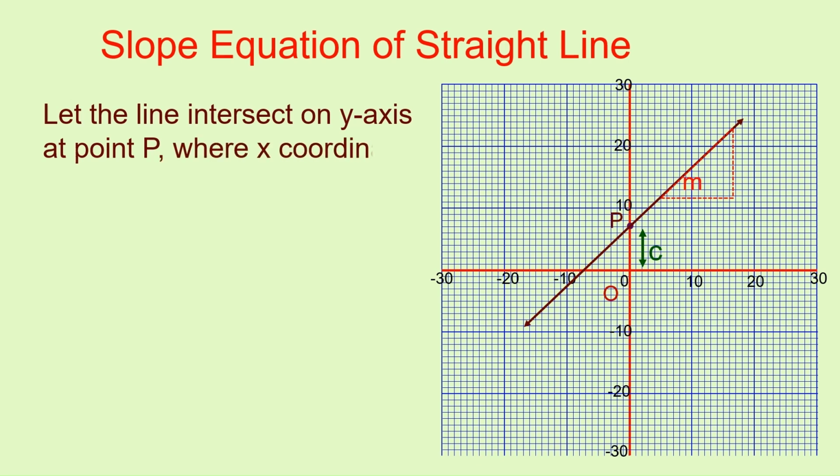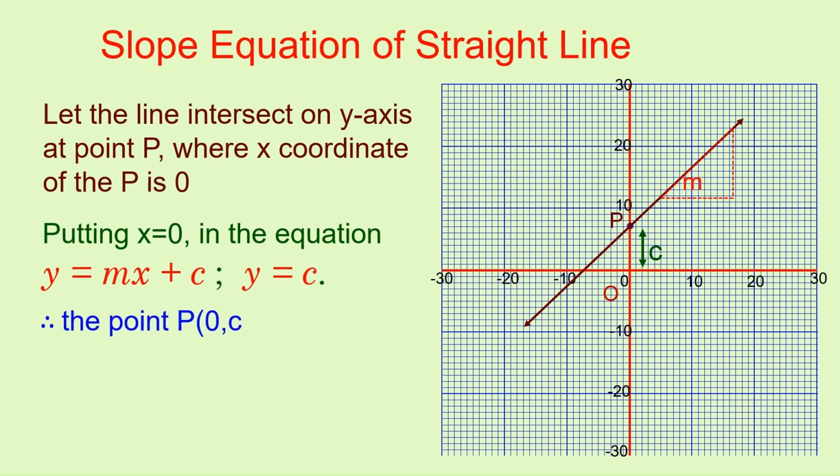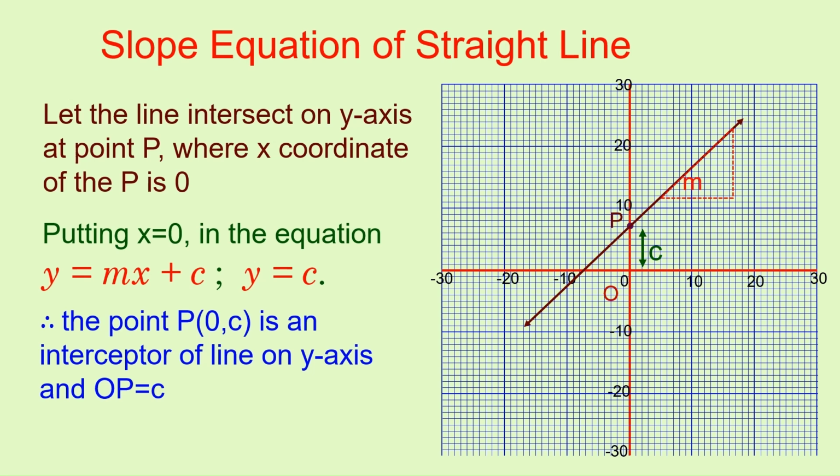Let the line intersect the y-axis at point P, where the x-coordinate of P is 0. Putting x equals 0 in the equation y equals mx plus c, we get y equals c. Therefore the point P is the intercept of the line on the y-axis and OP equals c.